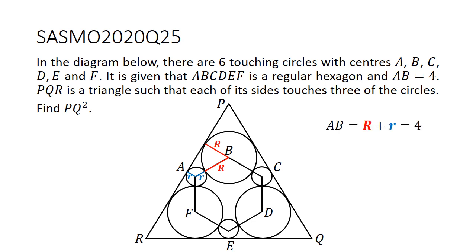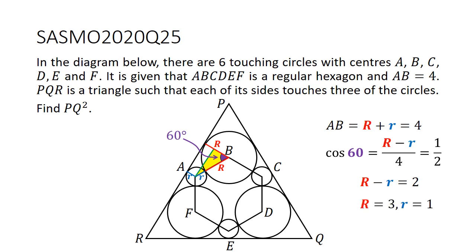Next, I can color this yellow right triangle with a hypotenuse of 4. Notice that the angle here is 60 degrees. That is the exterior angle of the regular hexagon. 60 degrees is a special angle, so we can find cosine 60 degrees to be equal to half. And that will be equal to the adjacent, which is big R minus small r, divided by the hypotenuse of 4. That tells us that big R minus small r is equal to 2. We can solve this pair of simultaneous equations to get big R equals 3 and small r equals 1.